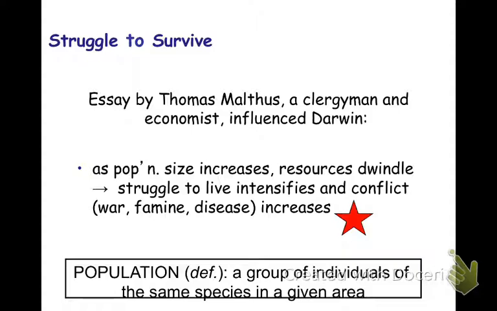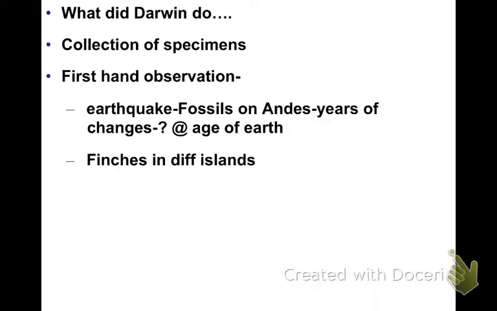If we keep increasing in number and the earth does not have enough food to give and make everyone able to live, that's why you would have more people dying, more people fighting for it, and more diseases coming into foray. So, what did Darwin do in addition to reading these people's work?